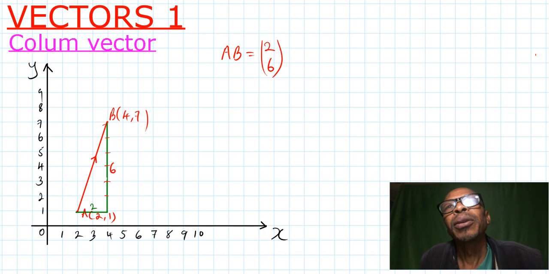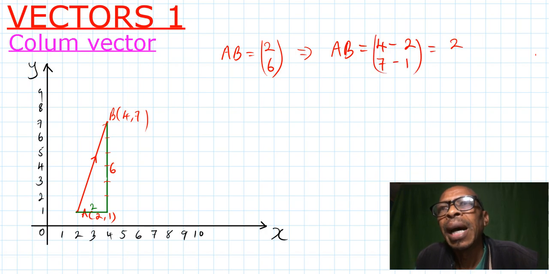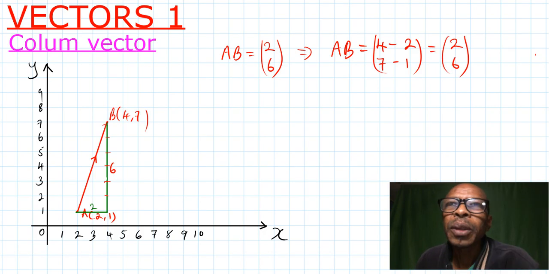So column vector describes the displacement our vector has, that is displacement from A to B. And how do we get that? We get AB, we get the change in x, which is 4 minus 2, and change in y, it is 7 minus 1. And that is how you are getting 2 and 6. So that is how we get the column vector.